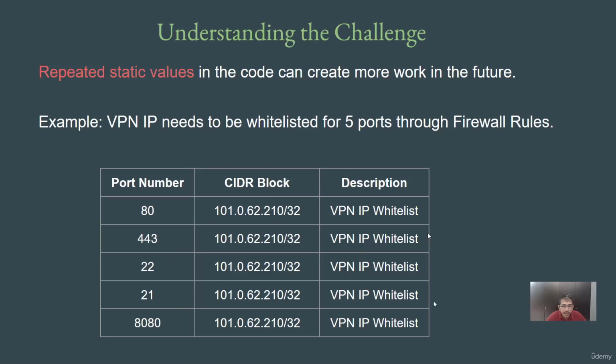Now among this, which is the repeated static value that you see? It is the VPN IP. And this is a very simple and small example. Whenever you are working with a larger organization, they have hundreds of rules. And when you have the VPN IP added in hundreds of rules, it is a repeated static value and it is going to create a lot of work for you in the future.